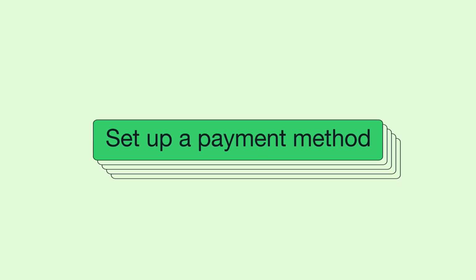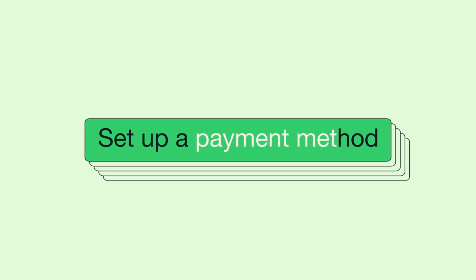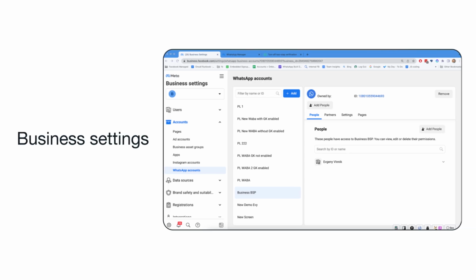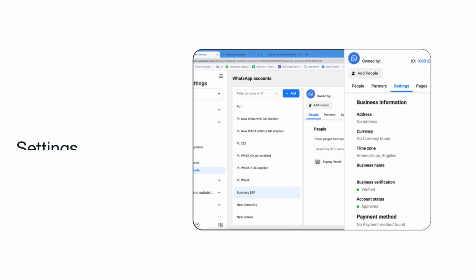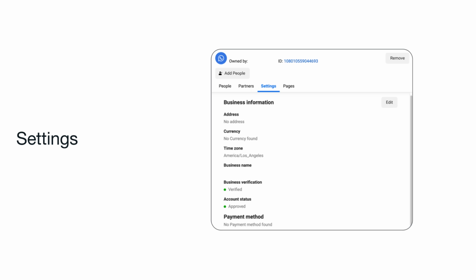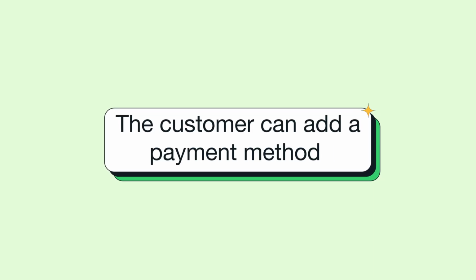Either way, the customer will need to set up a payment method. Your customer can go to the business settings panel in the Meta Business Suite, select their WABA and click the Settings tab. There, the customer can add a payment method.